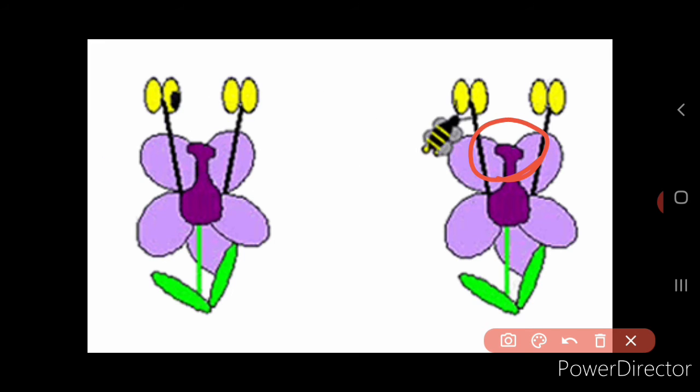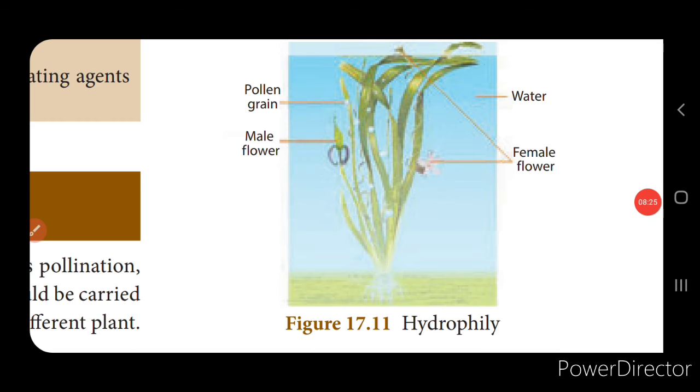Next we'll see pollination by water. Pollination with the help of water is called hydrophily. Hydro means water. With the help of water, cross pollination takes place, mostly in aquatic plants. The pollen grains produced by these plants are large in number and very light. They float on the surface of the water till they land on the stigma of the female flower. For example, hydrilla is pollinated by this method.